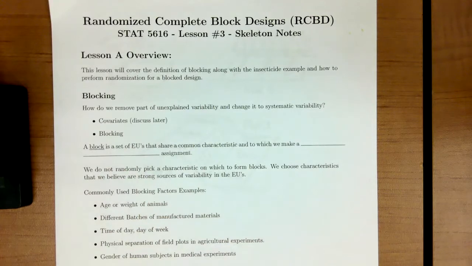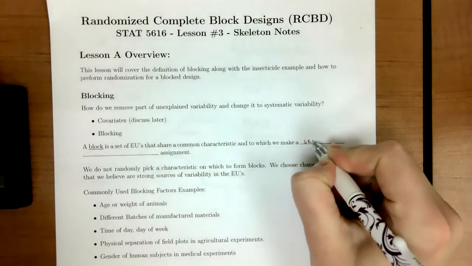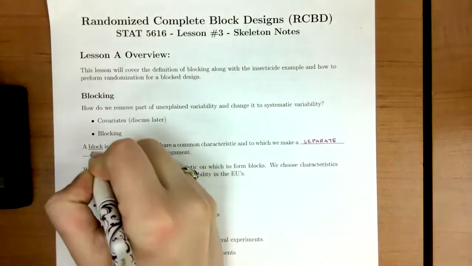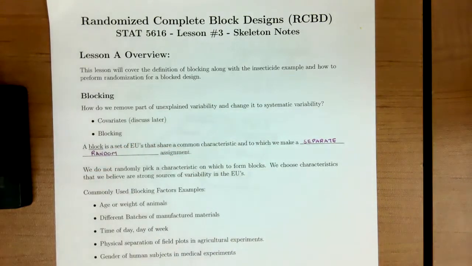So a block is a set of EUs that share a common characteristic into which we make a separate random assignment. Now, this random assignment is important because it can help us understand we have a block in our experiment. This will hopefully make more sense as we travel through our notes this week.